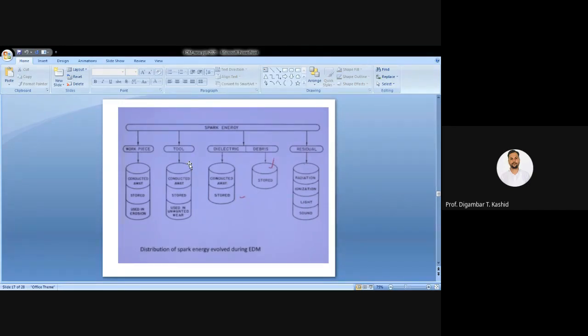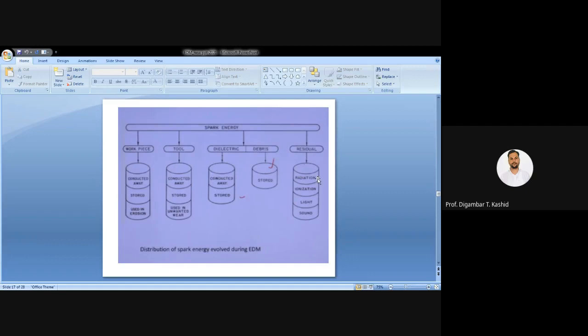Then the dielectric. Whatever heat is generated may be taken away by the dielectric fluid, conducted away into the dielectric fluid, or stored in the dielectric fluid chamber. And then the heat in the debris. During machining the debris is also there between the tool and the workpiece, so some amount of heat may be transferred into the debris, and then there is the remaining heat.